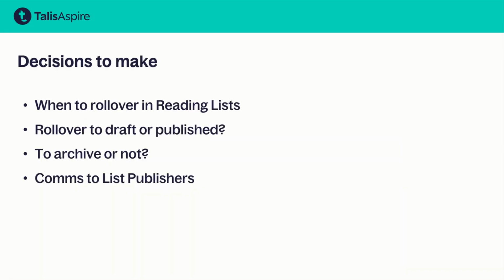So, some decisions to make around rollover. The first one is, when are you going to roll over in reading lists? When is going to suit your institutional workflows? When is going to suit when you have staff available to deal with that? Is it around the end of term? Is it going to tie in with your VLE rollover? Is it going to tie in with you getting new student numbers from your student information system? Really, we aim to be able to facilitate whatever date works for you.